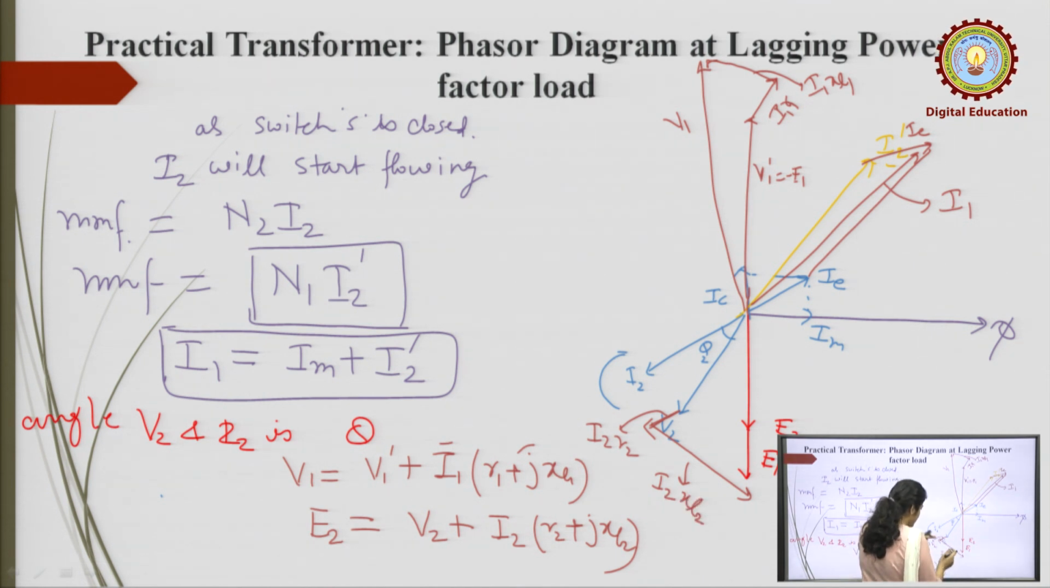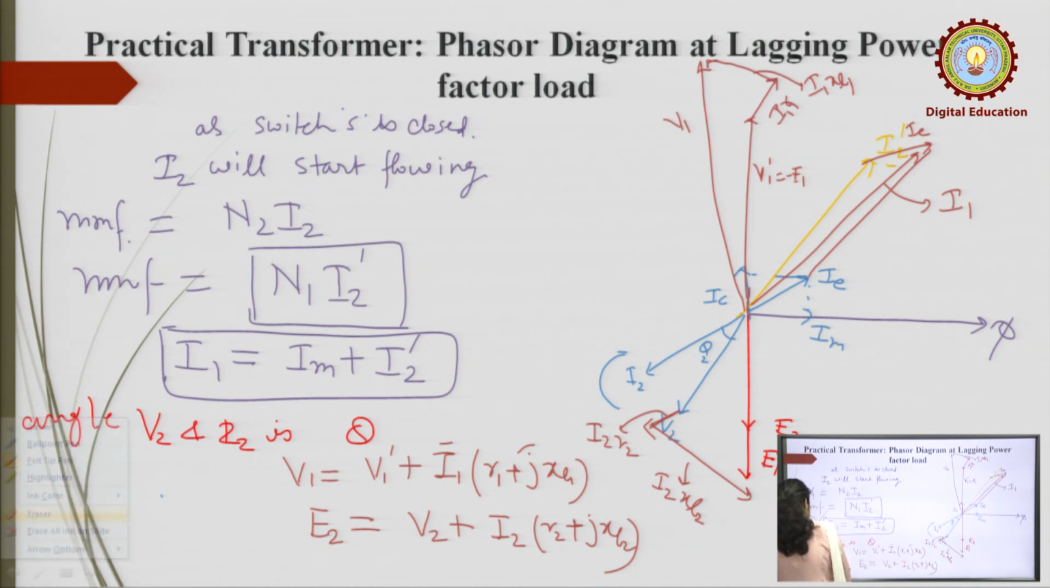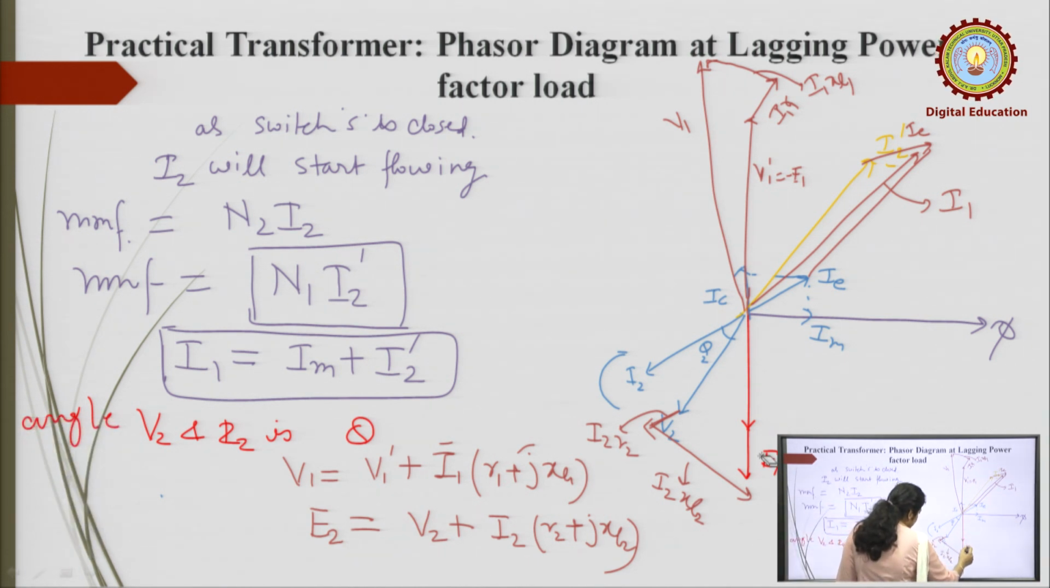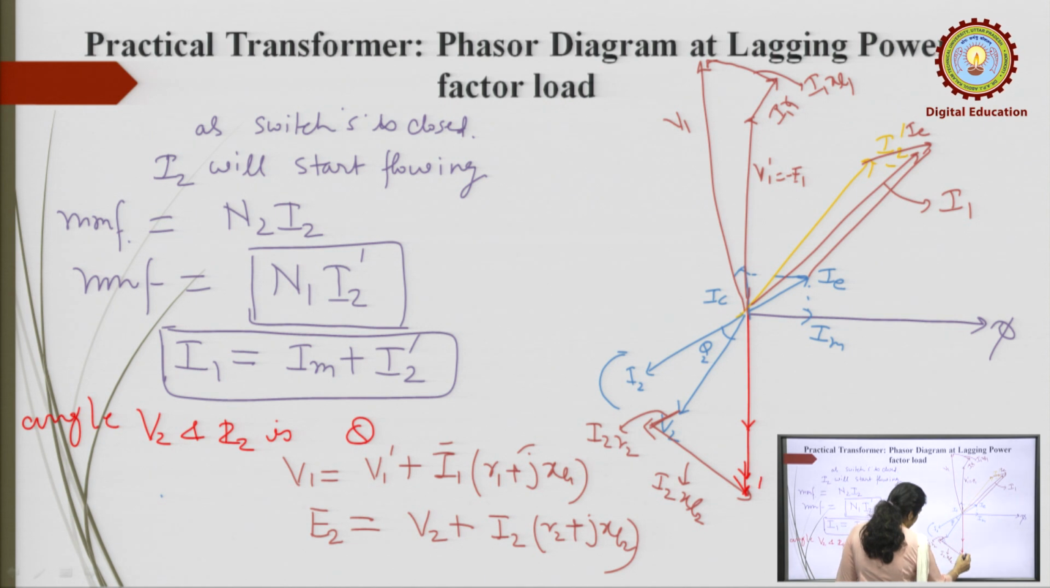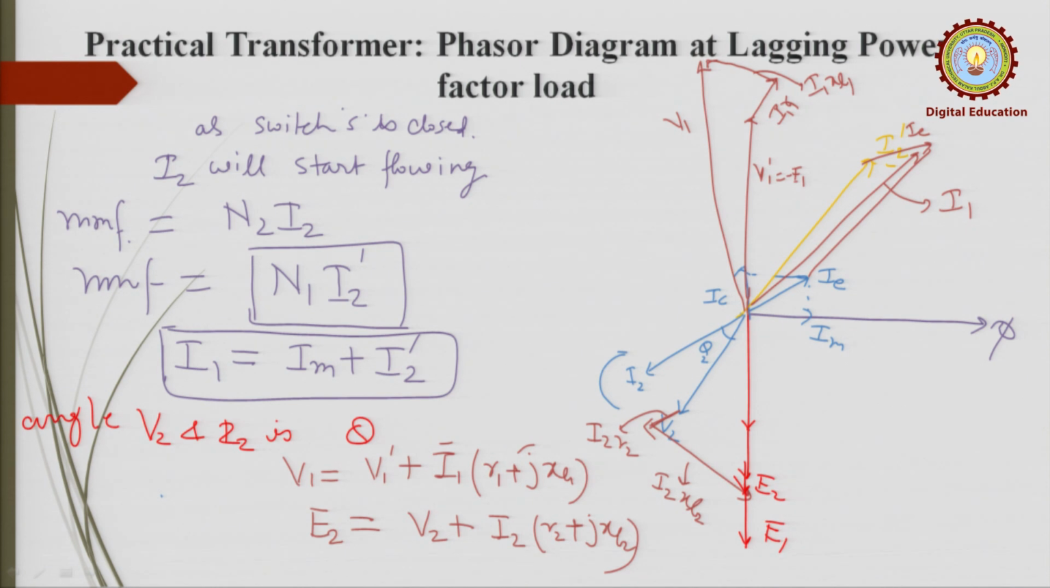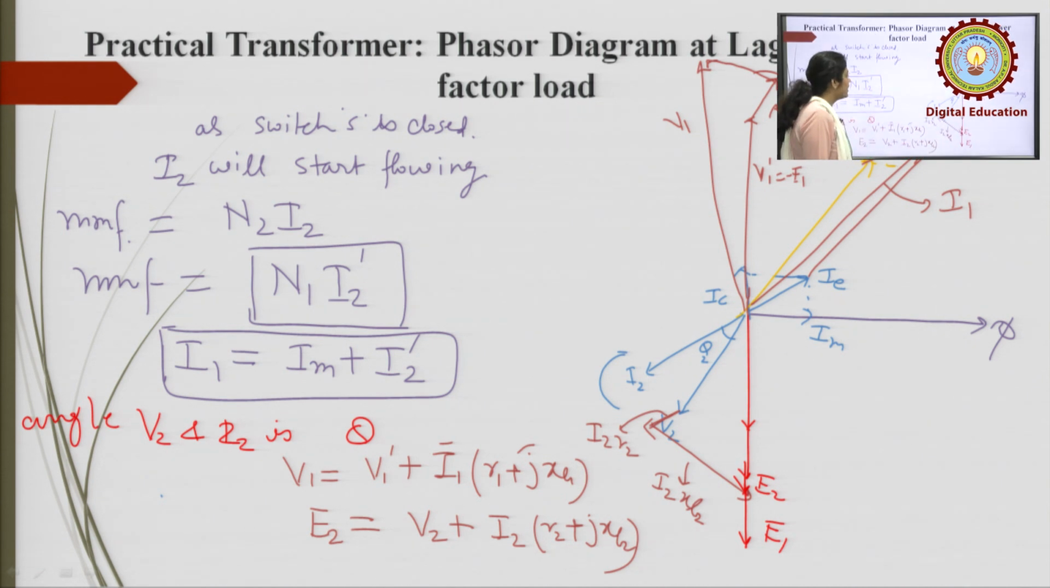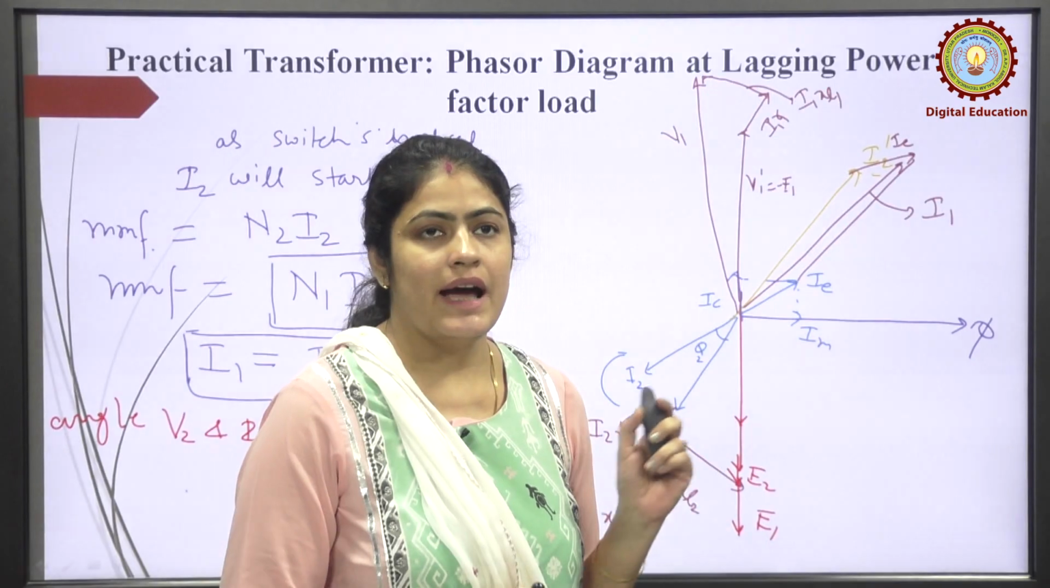This voltage is 90 degrees with this current. Now, this has become E2. So, this is E1, this is E2. This is the phasor diagram of the practical transformer at a lagging power factor.